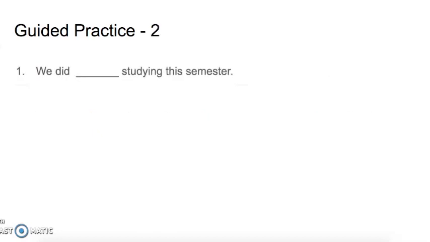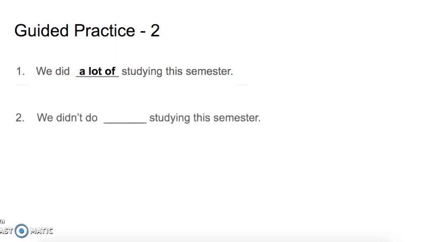Okay, let's do the next one together. We did something studying this semester. What quantifier do you think will go in the gap? We did a lot of studying this semester. That's right. So you would use a lot of in affirmative sentences, so positive sentences. Instead of much, you wouldn't say we did much studying this semester. But you can use much for a negative sentence. You can say we didn't do much studying this semester.